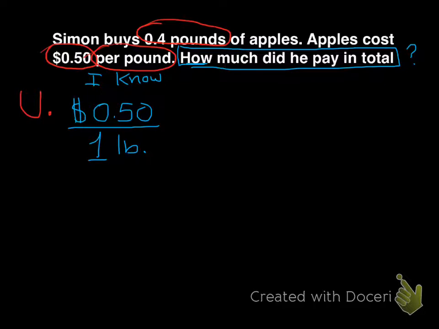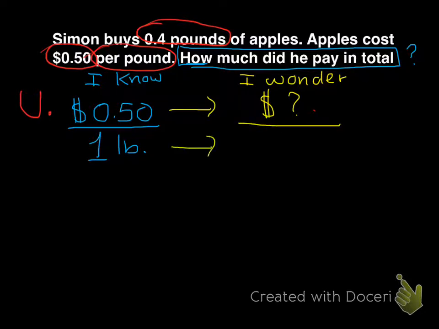So let me see. That must mean there's an I wonder. I think I can make a proportion out of this. I wonder, and I'm looking at the question here. Looks like I wonder how much money, right? So I'm going to say money goes on top. They want to be across from each other. And that means the pounds should be on the bottom.